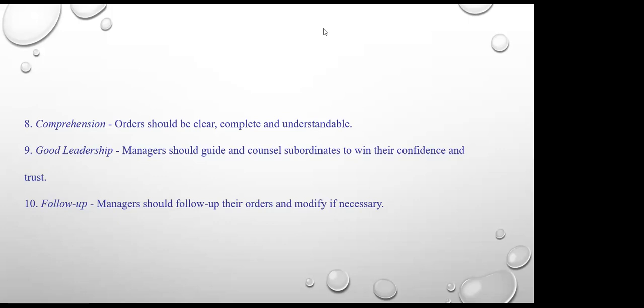Then follow. The manager should follow up their orders and modify them if needed. Once we have given the order, they have to do the follow-up. In case of any necessity, they can change their decisions or change the plan of correction.